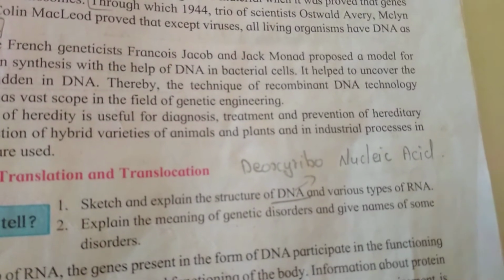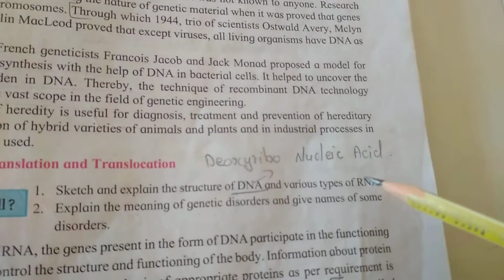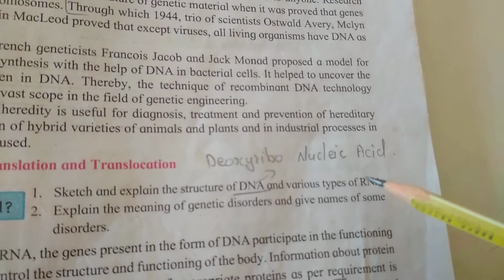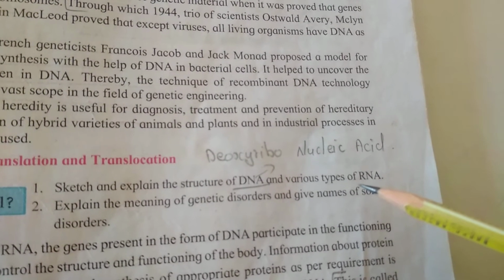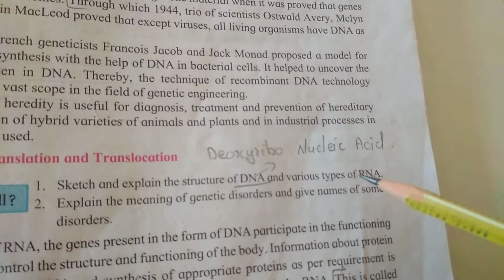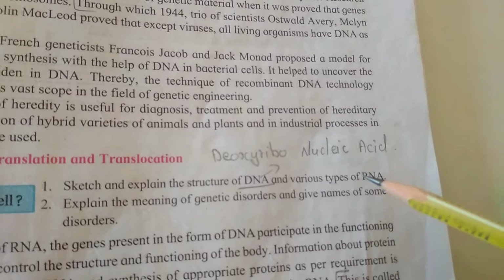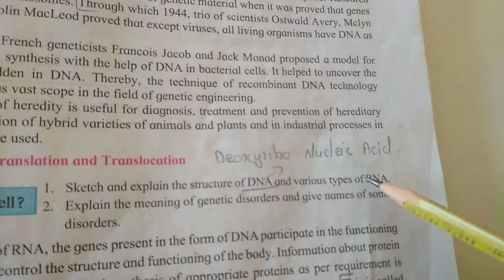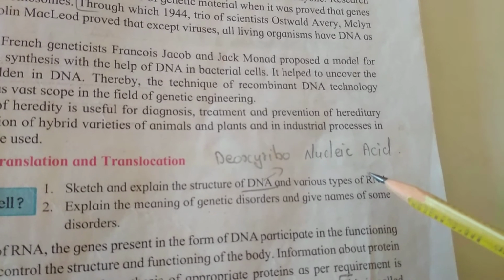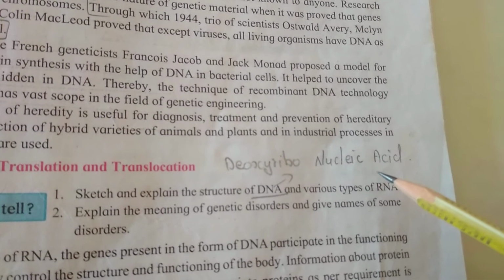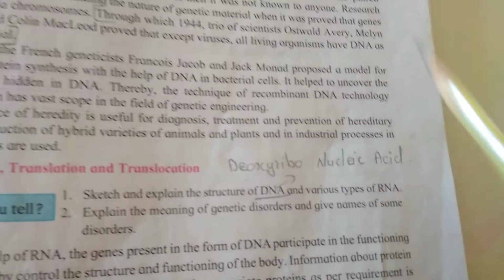Next one is the types of RNA. RNA has basically three types: mRNA, the messenger RNA; tRNA, the transfer RNA, whose function is to bring amino acids to ribosomes during translation. And the third type is rRNA, ribosomal RNA, which performs the function of protein synthesis.